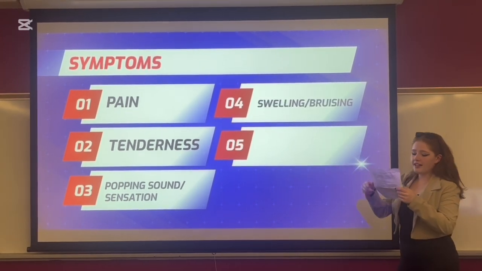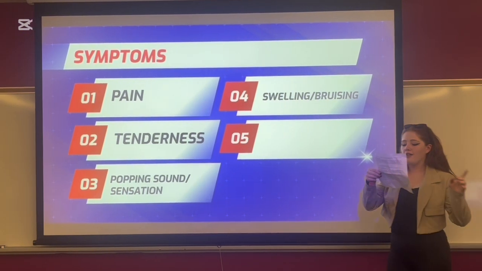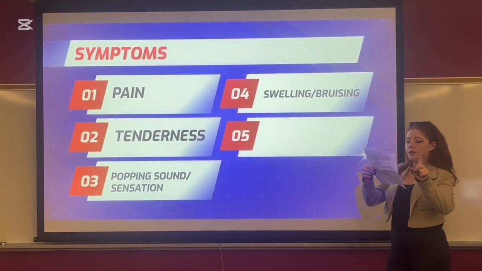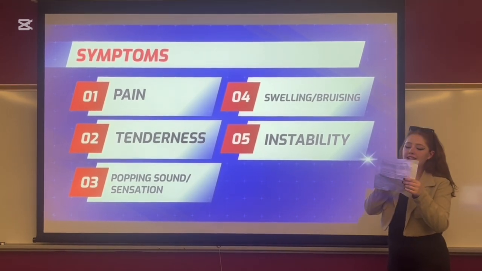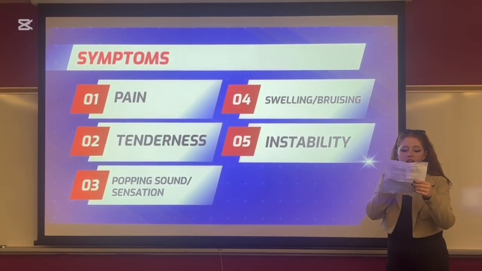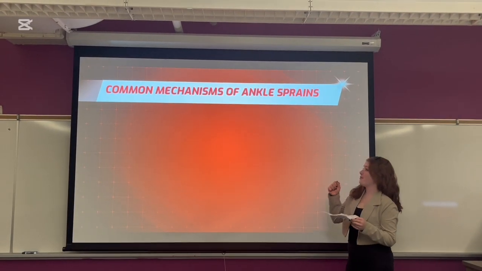Then we have swelling and bruising. It may swell, and a sprained ankle often develops bruising, blue, purple, or red. Then we have instability. In moderate to severe sprains, the ankle may feel weak or unstable, making it hard to walk or stand. Common mechanisms of ankle sprains.